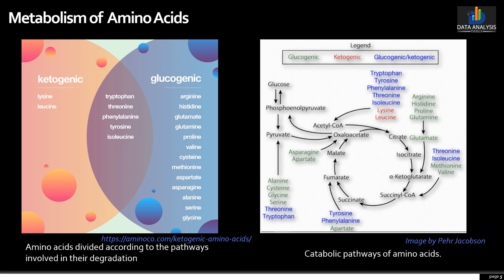An important general consideration in amino acid metabolism is that of transamination. In this process, an exchange of amine and oxygen between an amino acid and an alpha keto acid occurs.